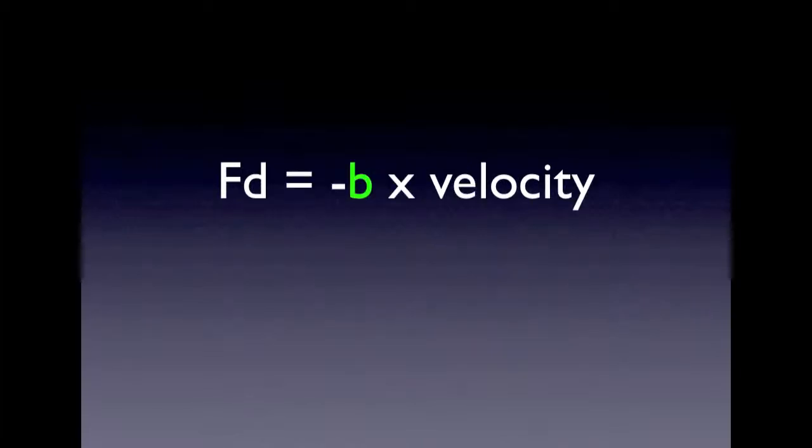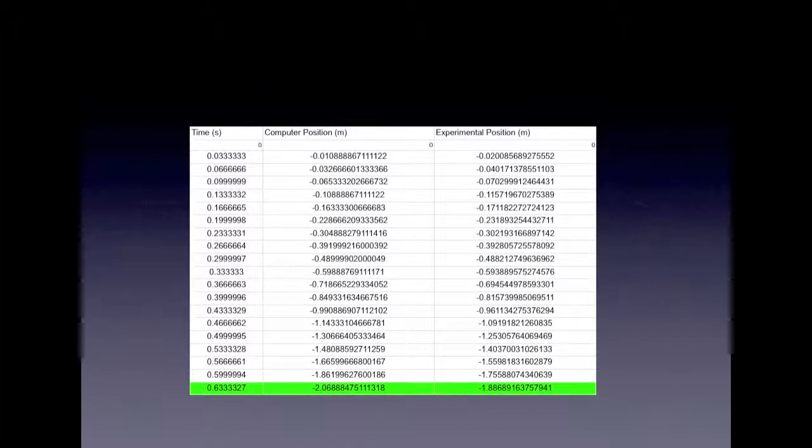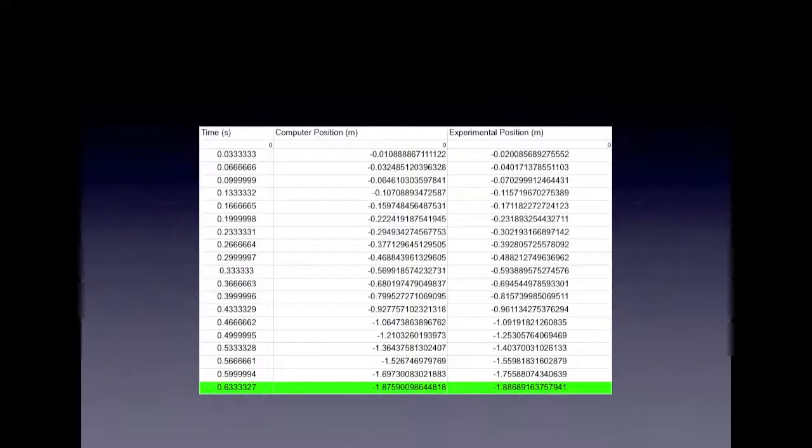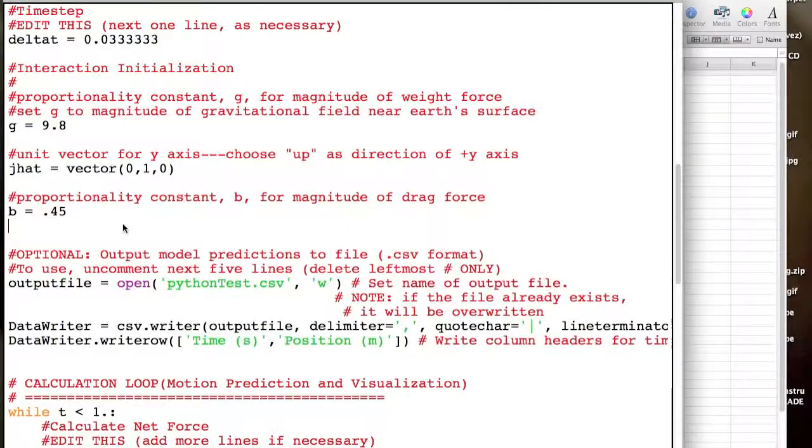Finding the value of b, however, will take some careful approximation and trial and error. In order to find the b value, values of b were estimated and input into the computational model until the final position in the computational model closely matched the final position in the experimental test. The value of the proportionality constant that was approximated was 0.45. Here's the computational model in action.